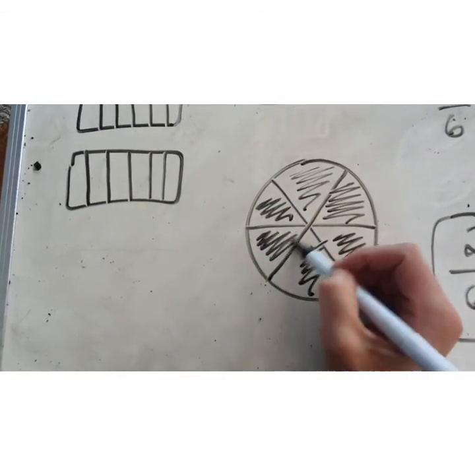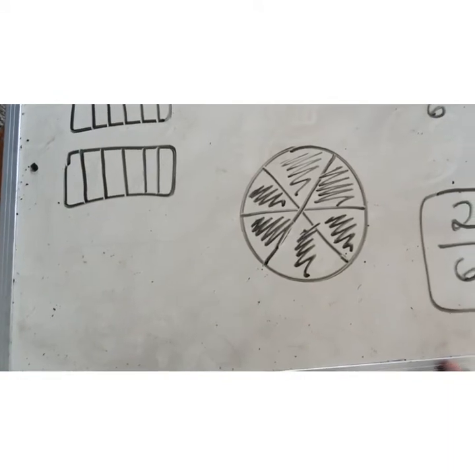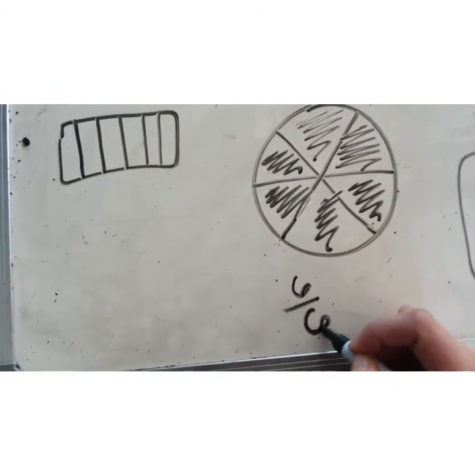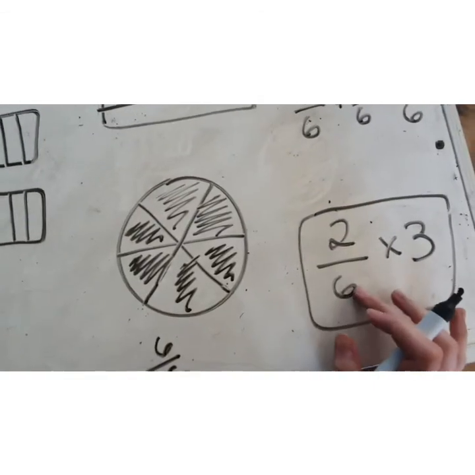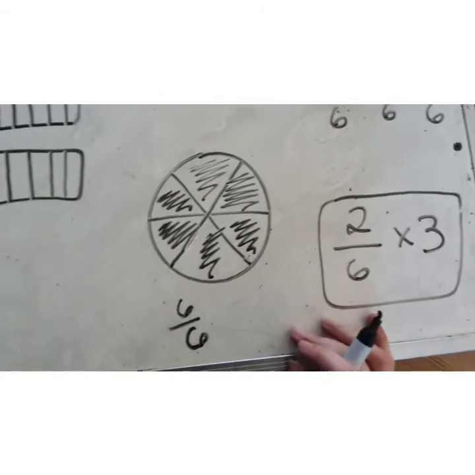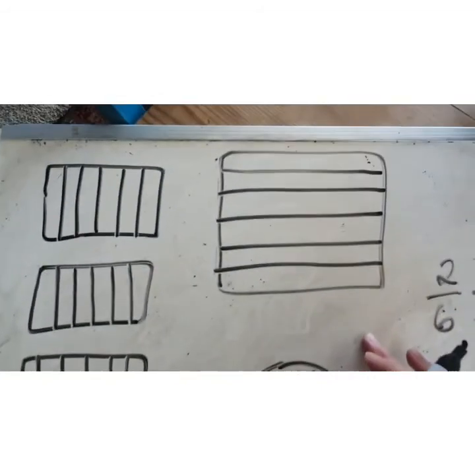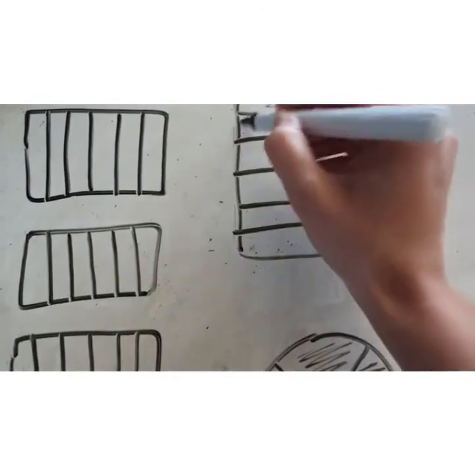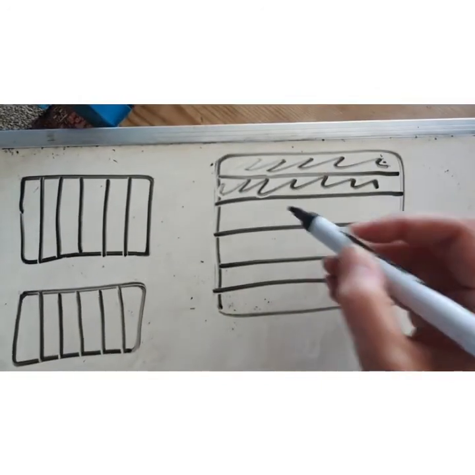Oh look, the whole circle has been shaded, which means I have coloured in 6 sixths. So that is our answer. Denominator stays the same. 2 sixths multiplied by 3 is 6 sixths. You could show this in a rectangle. I've gone for horizontal lines this time. You could colour in 2 sixths and then do that.